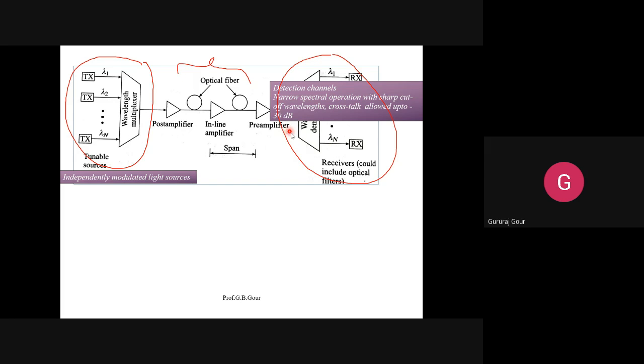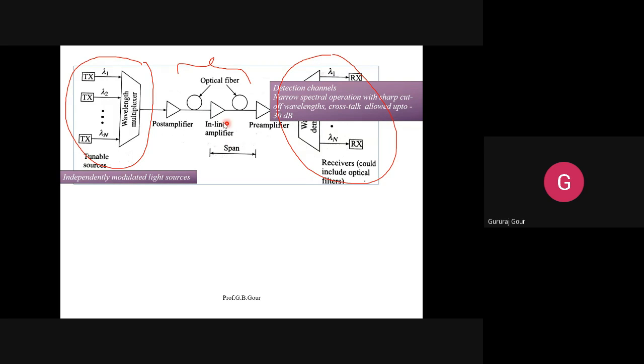It is called pre because it is the first amplifier appearing at the input of this demultiplexer. Post because it appears at the output of something. Pre because it appears at the input of something. That's all. Remember the key points.